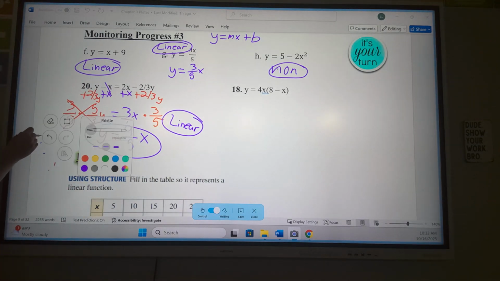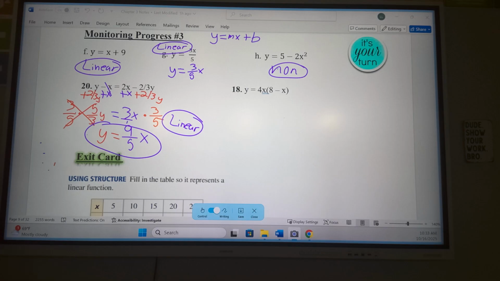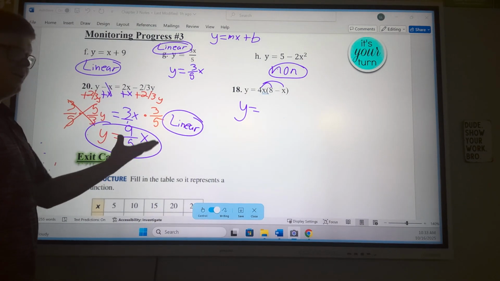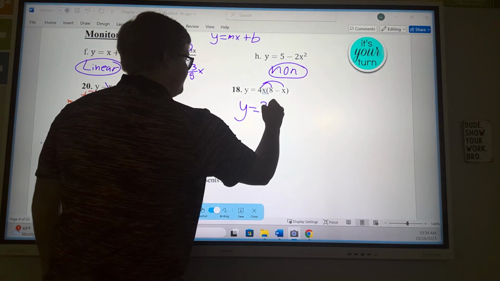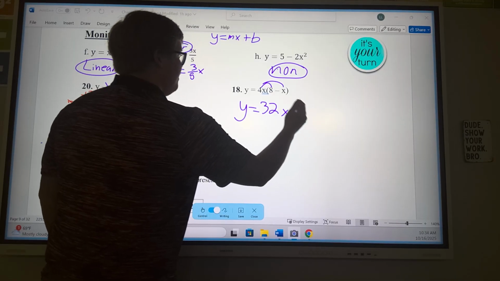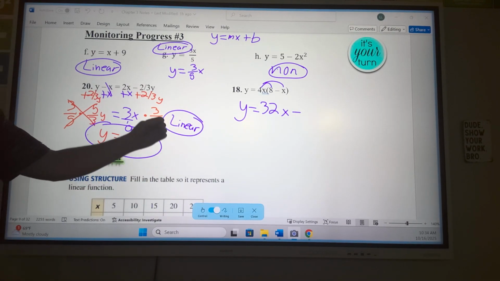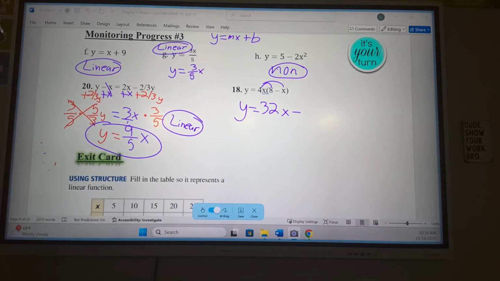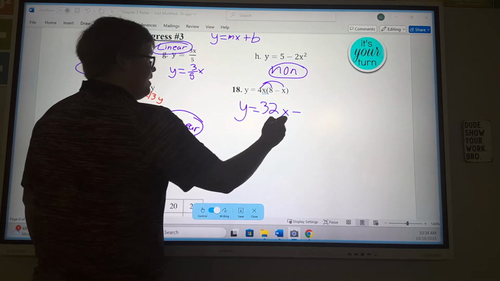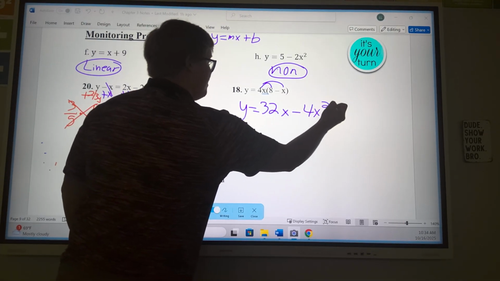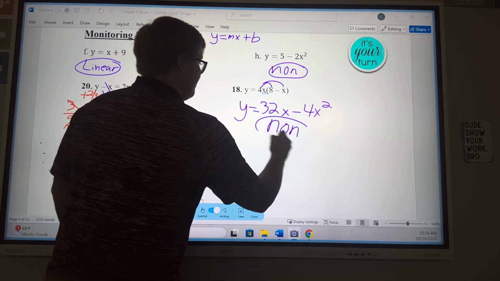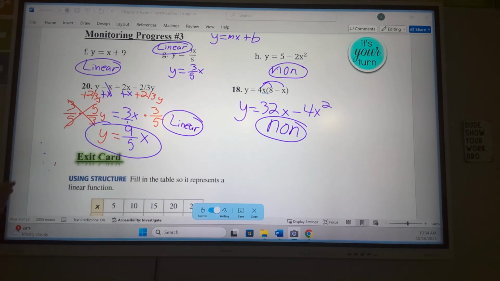Okay, now let's look at 18. Let's check to see if it's linear or nonlinear. First, we'll bring our y down. We need to distribute that 4x. 4x times 8, 32x. Now, if you don't remember what x times x is, anytime we multiply two variables together, it becomes an exponent, right? So 4x times x is 4x squared. There's an exponent, which makes it non-linear. So, there you go.